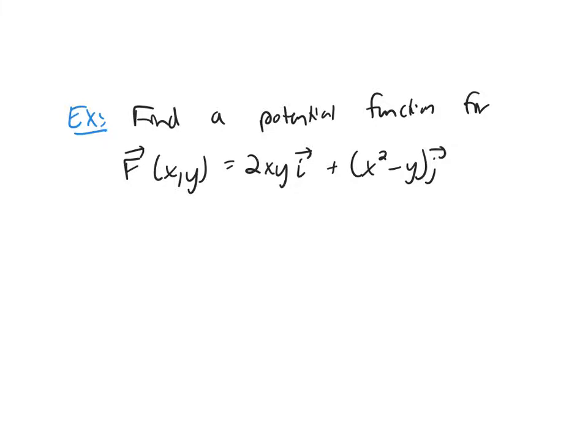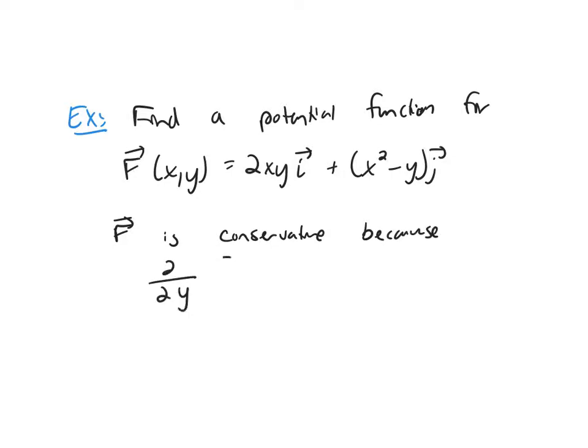Because we're finding a potential function, the first thing we need to do is check that F is conservative, because if it's not conservative, it doesn't have a potential function. So why is it conservative? Well, we use our test that we learned in the last video.